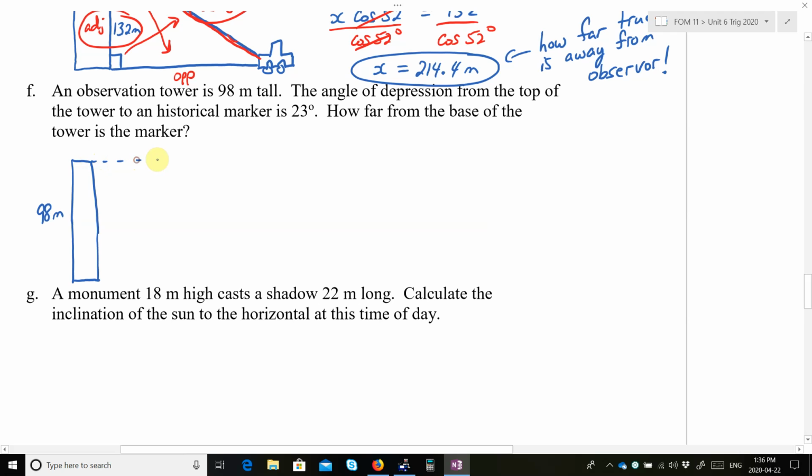Okay, so remember the angle of depression is the angle down from the horizontal. So there's the horizontal dotted line. And the angle down to this, some historical monument here. This is 23 degrees. How far from the base of the tower is the marker? The base of the tower is the bottom of the tower. How far away is that historical marker from the base of the tower? Okay, so we want to figure out that x length.